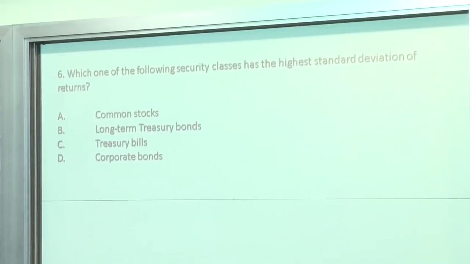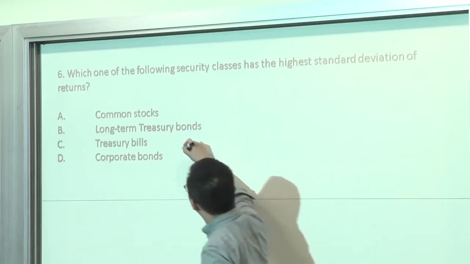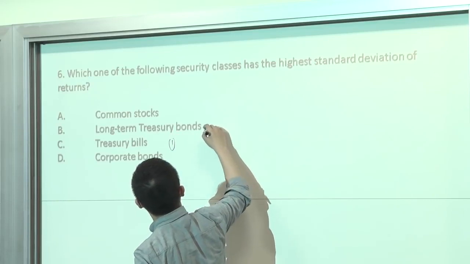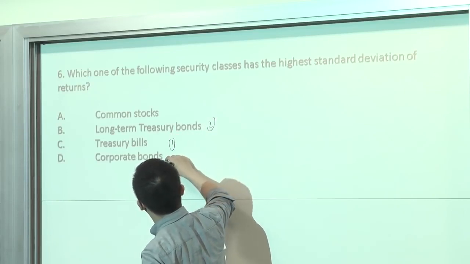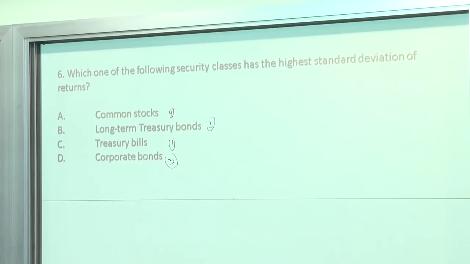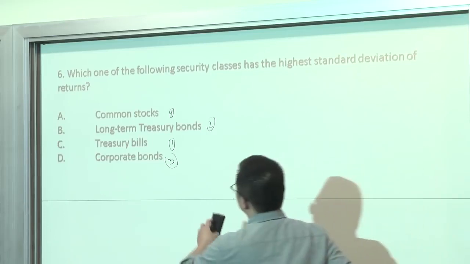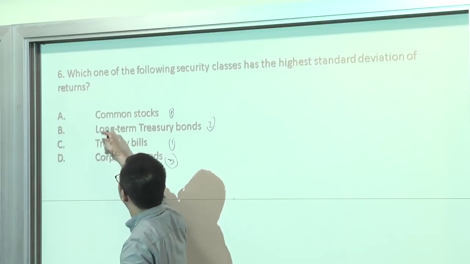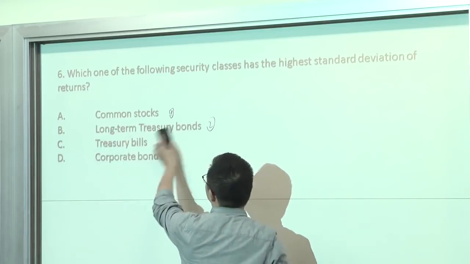Which one of the following security classes has the highest standard deviation of returns? So it must be common stocks, right? Let's give them an order. Which one has the lowest standard deviation? Bills, right? This is the lowest, and then long-term bonds, and then corporate bonds, and then stocks. So it's in terms of variance and standard deviation. For corporate bonds, we are assuming they are similar corporate bonds.